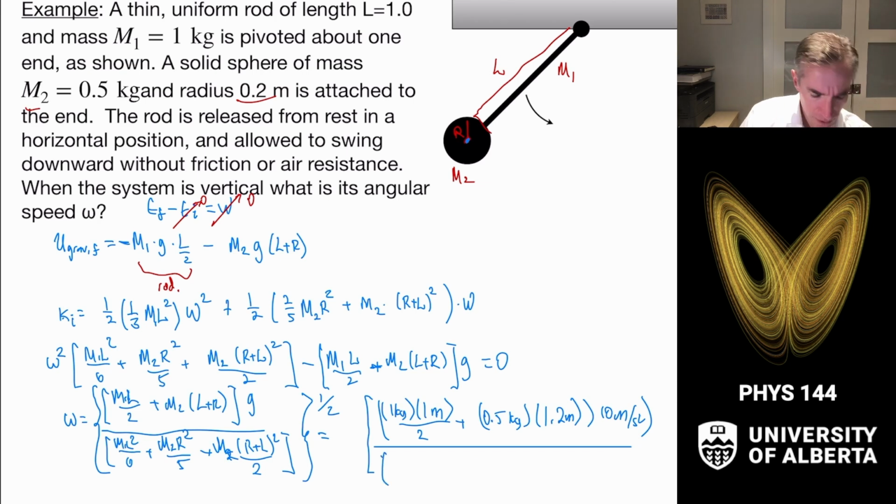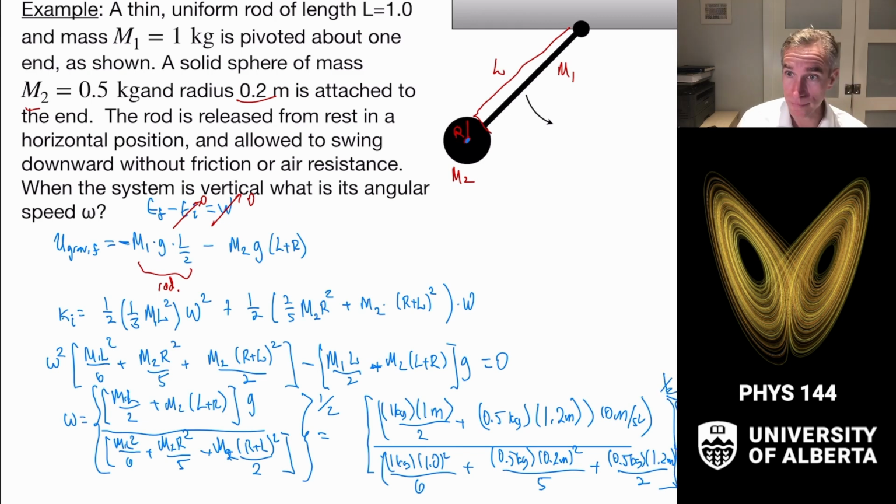I'm amazing. And then we plug in m1 L, which is 1 kilogram, times the length of the rod squared, 1.0 meters squared, all over 6, plus mass 2, which is 0.5 kilograms, times its radius, 0.2 meters squared, all over 5, plus m2, which is 0.5 kilograms, times the R plus L, that's 1.2 meters squared, all over 2. Then we take the whole thing to the 1/2 power, and spend a lot of quality time by myself with the calculator. And I get that that's 4.55 rad per second. Mission accomplished.